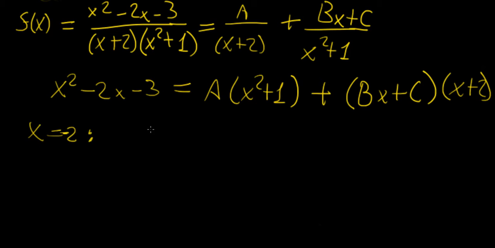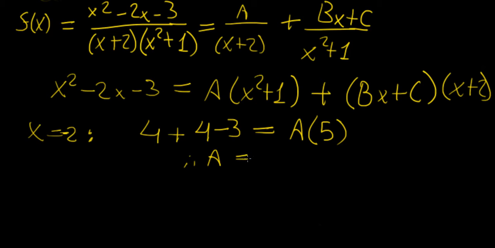So x equals -2 is going to give us 4 plus 4 minus 3 equals a times 5, and that means that a is going to be equal to 1, because we're going to have 5 here on this side as well. Now the next thing we can do is have x equals 0, because that way we would actually be making b 0. So let's have x equals 0.